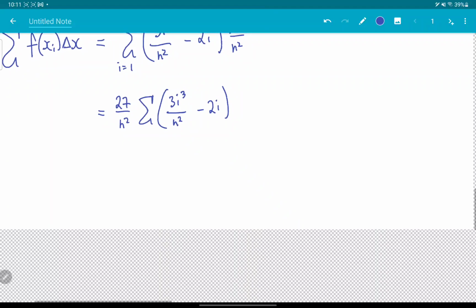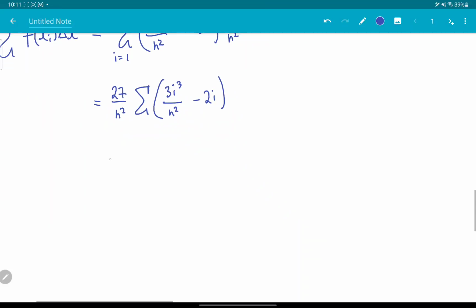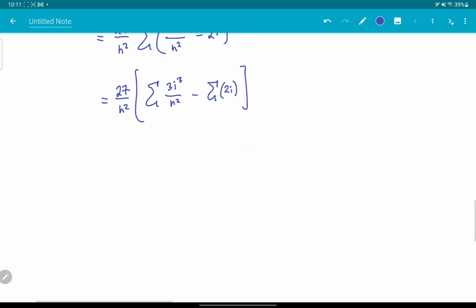Now, I can distribute my sigma. Let's go a nice big square bracket here. Okay, you can distribute sigmas across differences if it suits your fancy, and it does suit my fancy. I am a fancy man. And finally, these constants can move out.